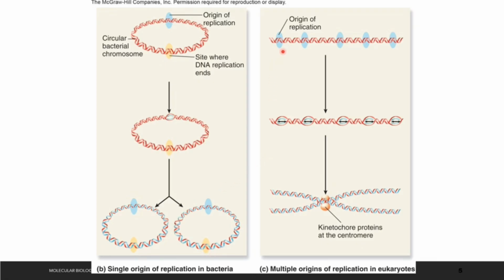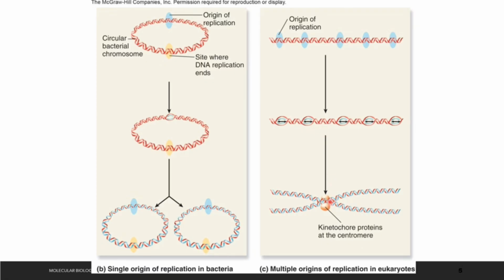In eukaryotic cells, we have multiple origins of replication along the entire chromosome, and each origin of replication can open up and allow for the replication of the DNA. So it's actually going to be much faster in eukaryotic cells because there are multiple origins of replication and they all work together at the same time so that you can replicate the DNA much faster.